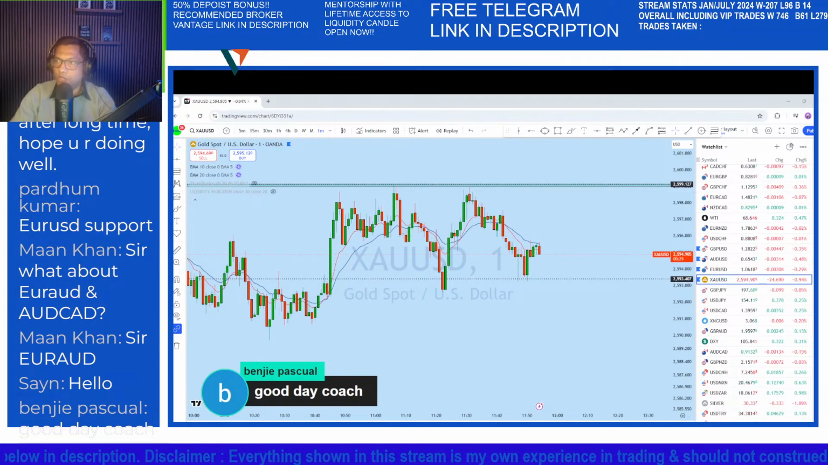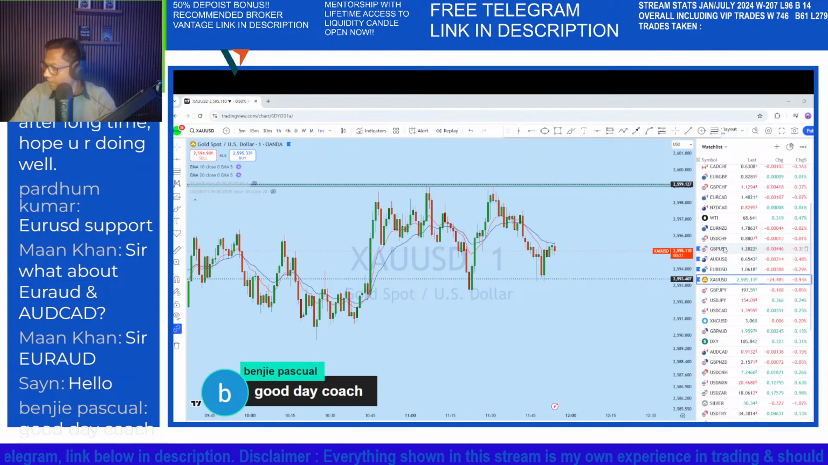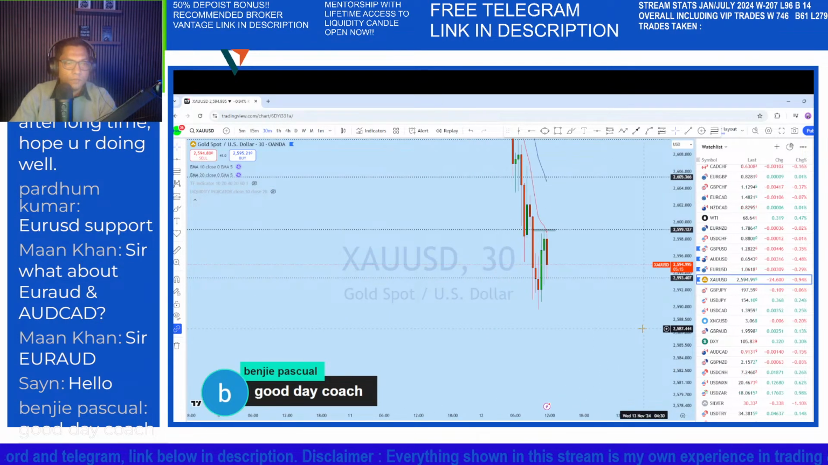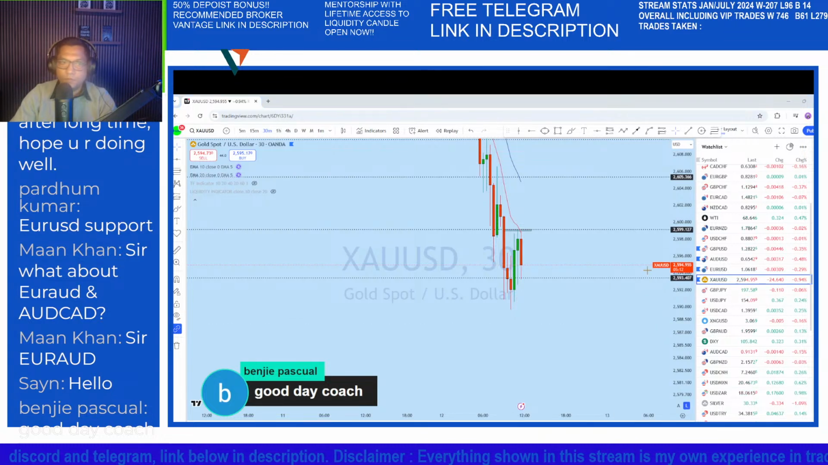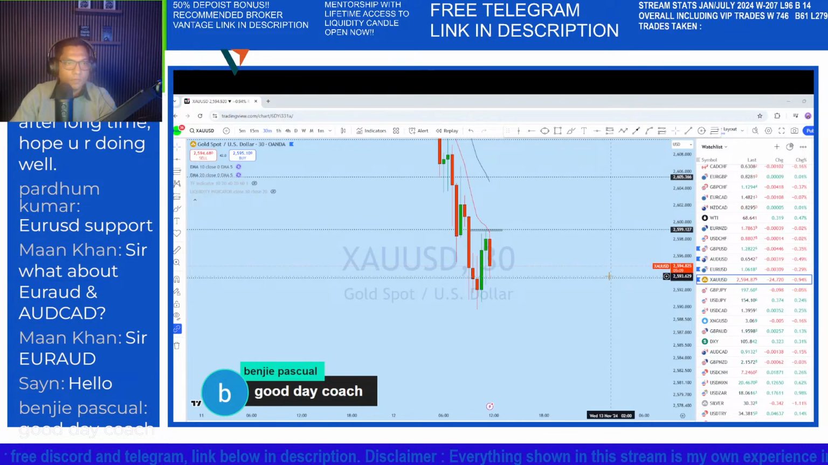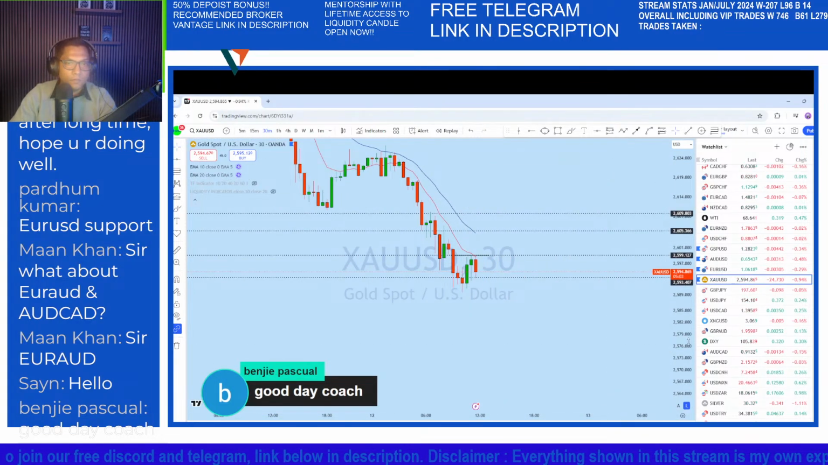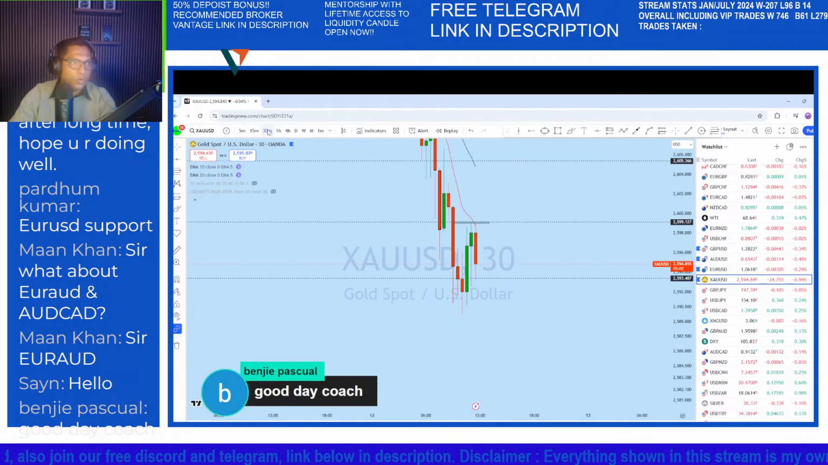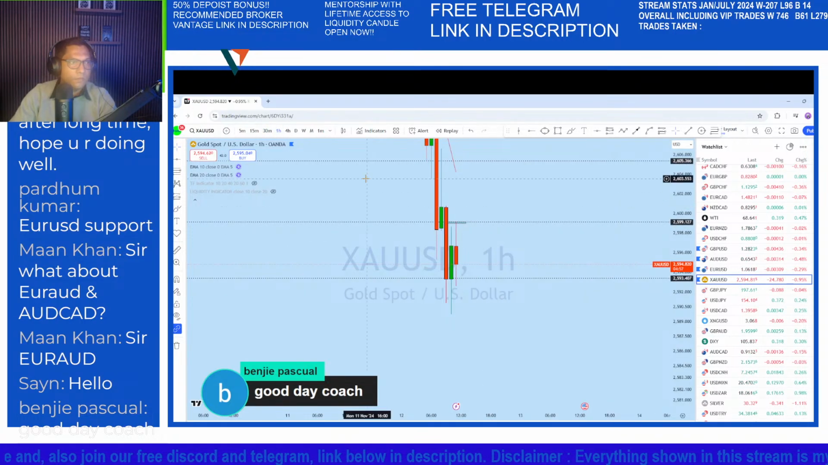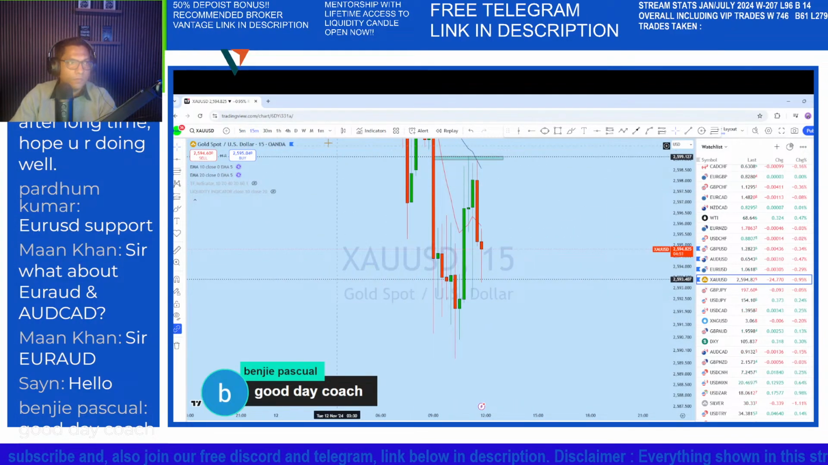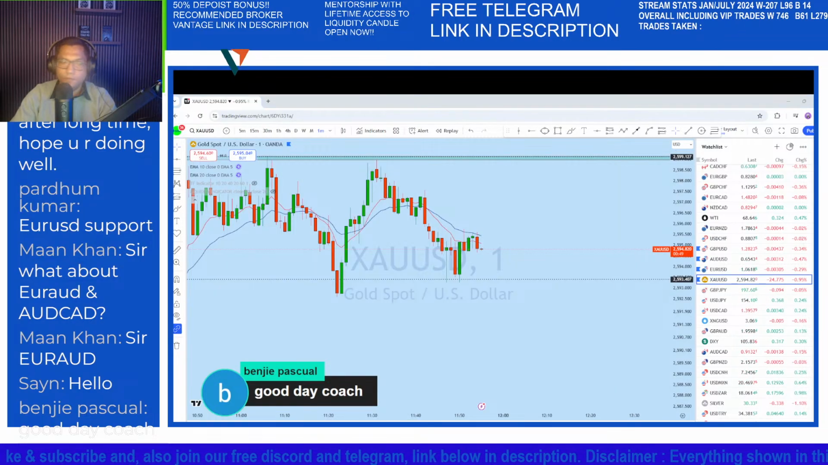Okay, here it's consolidating in that area. And with that consolidation, I'll be waiting a little more time here. We can find that opportunity.